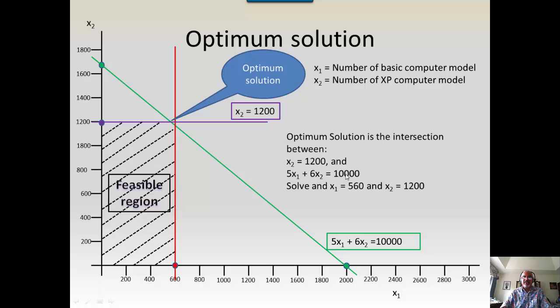So we make 560 units of basic and 1200 units of XP, and that will give you the maximum profit. So plug in 560 and 1200 in the profit line, and you get the maximum profit. So our solution is make 560 basic model, 1200 XP model, and you make a profit of 199,600.